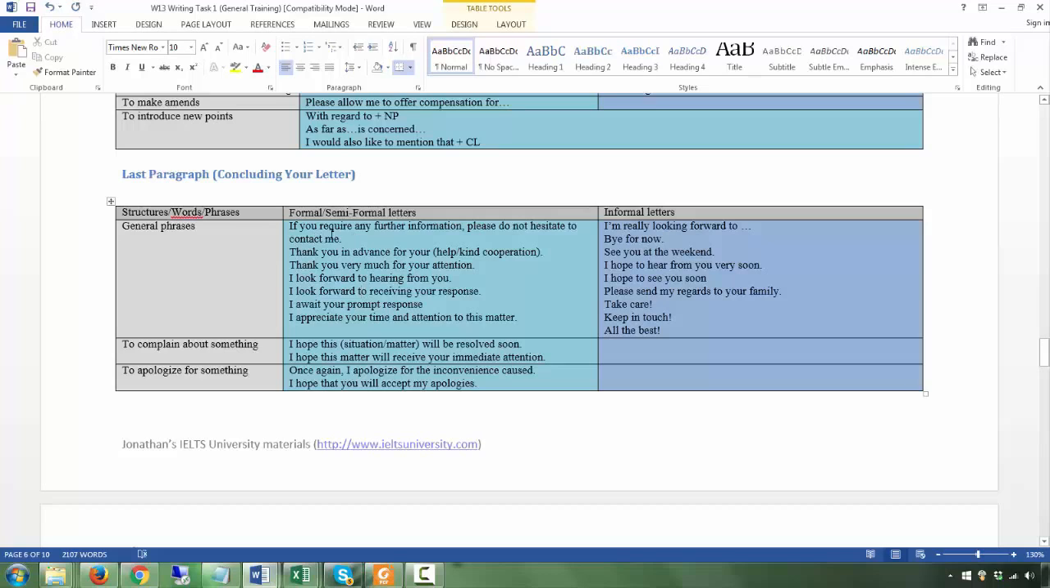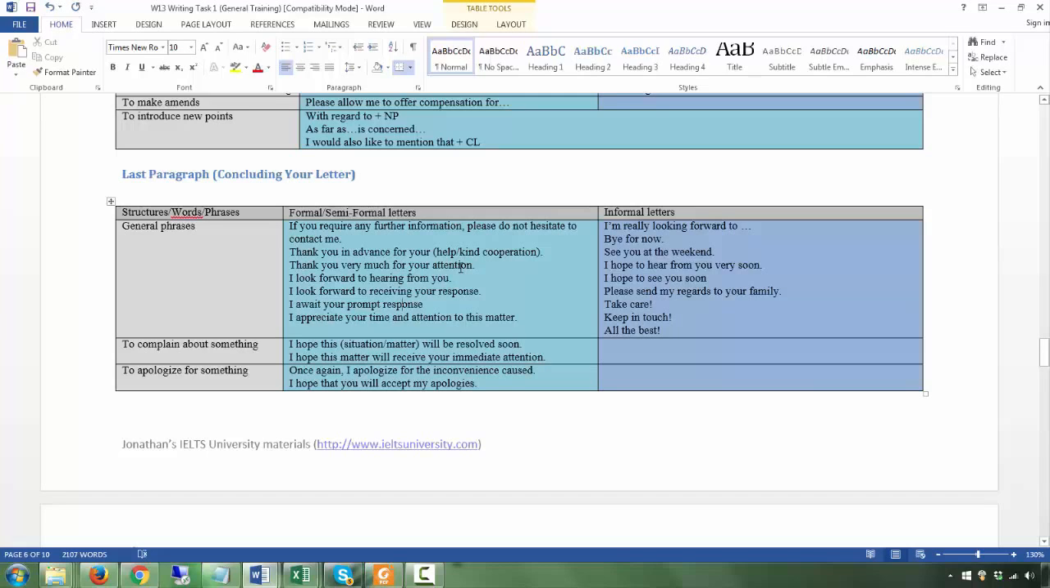But think about how you're going to conclude the formal letter. Maybe you expect a response from them: I await your prompt response. Maybe you're just asking them, appreciating their time and attention to this matter. So use some of these phrases.